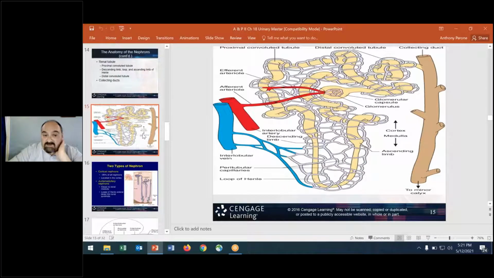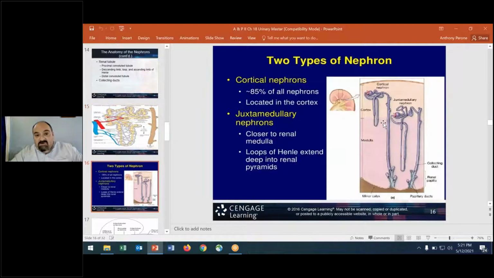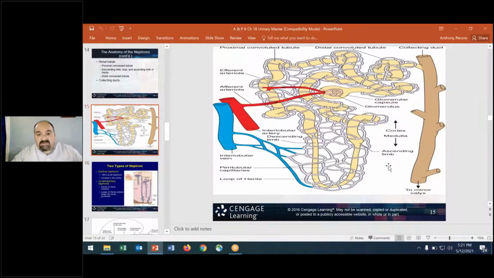Here's just another image showing you the different types of nephrons, as well as a network of capillaries covering the tubular network of the nephron, allowing for the movement of materials back and forth, eventually draining the filtrate into the collecting ducts, right?